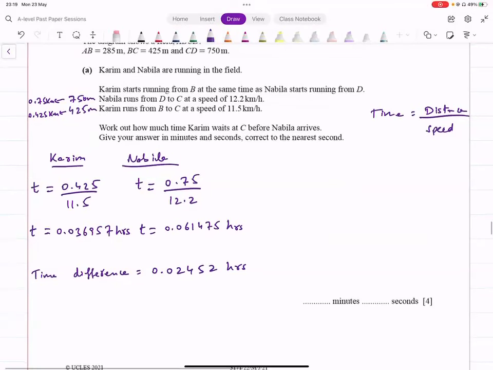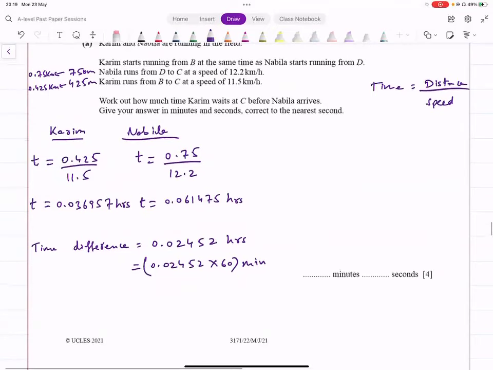Okay. Now what I can do is I can actually multiply this by 60 to get time in minutes. इसको 60 से multiply कर देते हैं. 0.02452 into 60, that's going to be time in minutes, right? Hours को minutes में convert करने तो क्या करना पड़ेगा? आप 60 से multiply कर देंगे. We get 1.471 minutes.